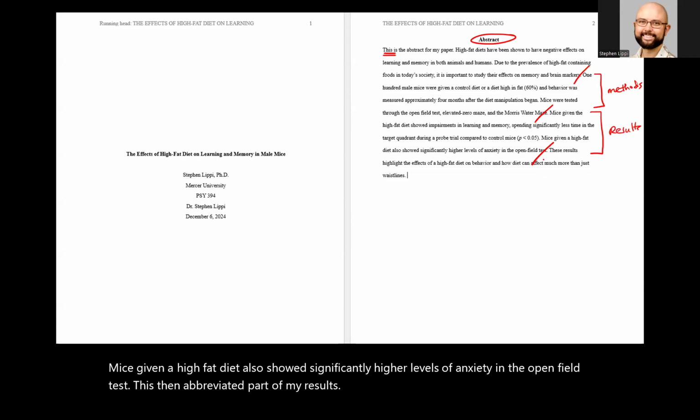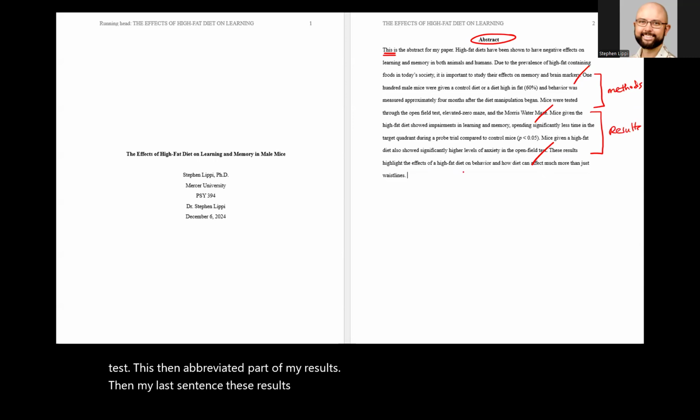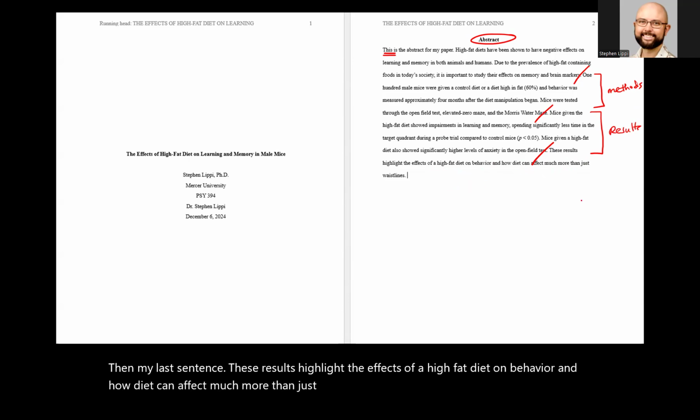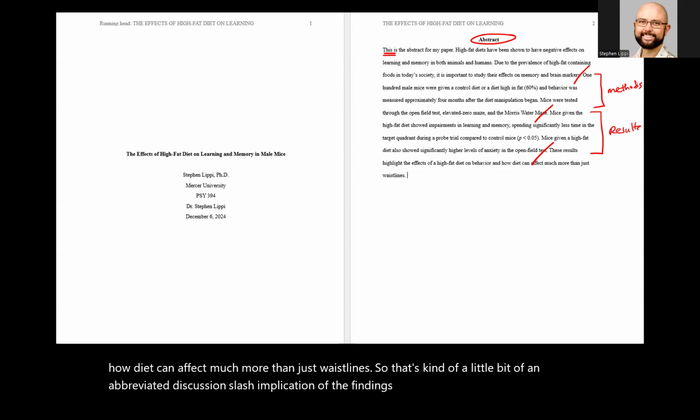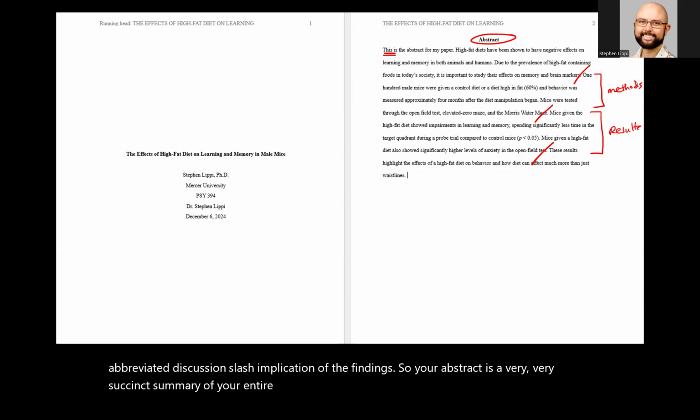Then my last sentence: these results highlight the effects of a high-fat diet on behavior and how diet can affect much more than just waistlines. So that's a little bit of an abbreviated discussion and implication of the findings. So your abstract is a very, very succinct summary of your entire paper, okay? And it is not to be more than 250 words.